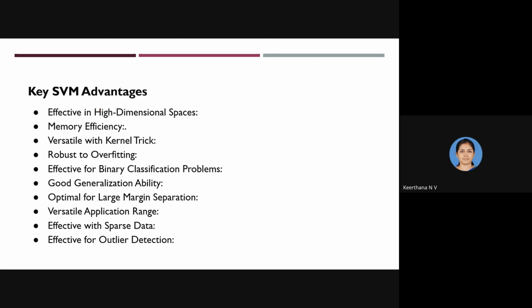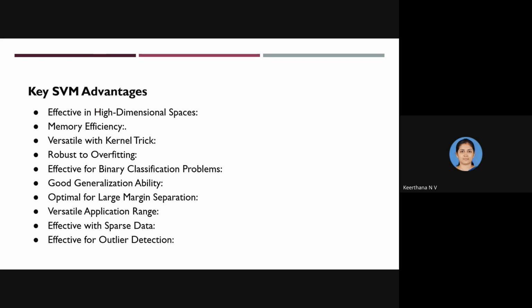The second thing is memory efficiency. While dealing with nonlinear data using a kernel trick, you are able to train your model within less memory. So it is versatile with the kernel trick for nonlinear data. With this kernel trick feature, the SVM can model a complex or nonlinear relationship between the data by mapping towards high dimensional space without computing the mapping explicitly.